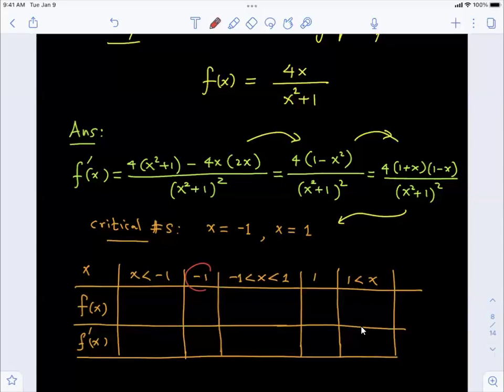So when x equals -1, now I'm going back to the original function, plug it there, and get the corresponding value. What do you get? Yes, it is -2. And then when x equals +1, take it there and plug in x equals 1. What do you get for f of x? That would be just +2.